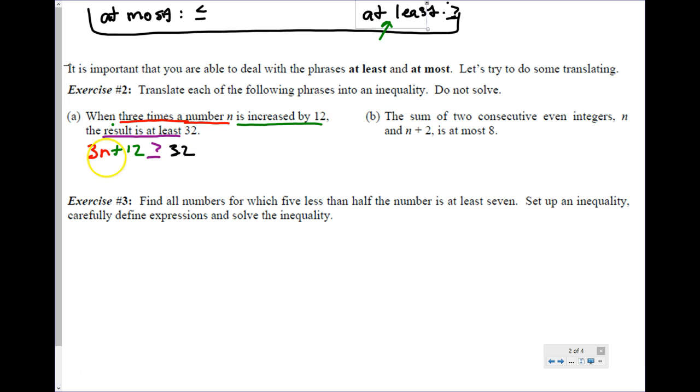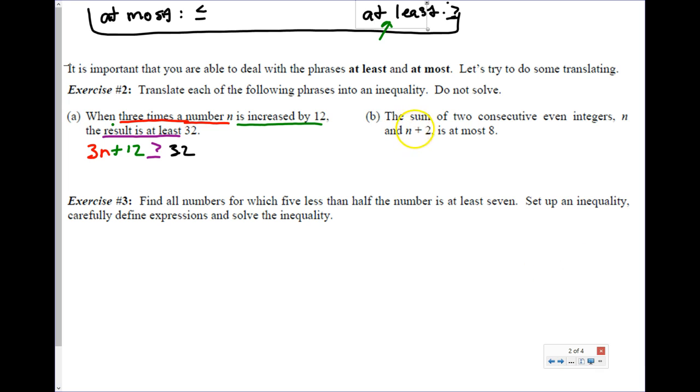3 times a number is increased by 12. It's going to be at least 32. So at least is saying it's got to be bigger than 32. It's got to be at least 32. So a number bigger than 32 is okay, but it's got to be at least 32. Let's try the next one.